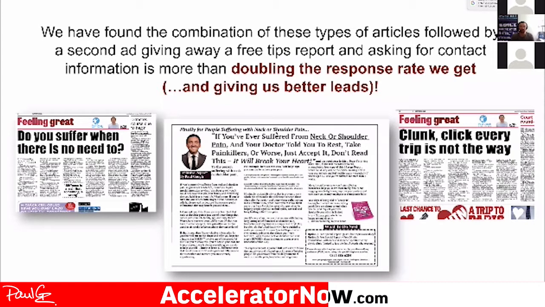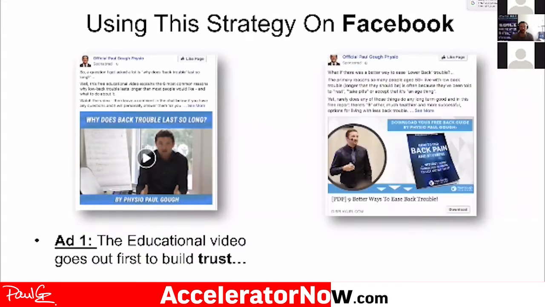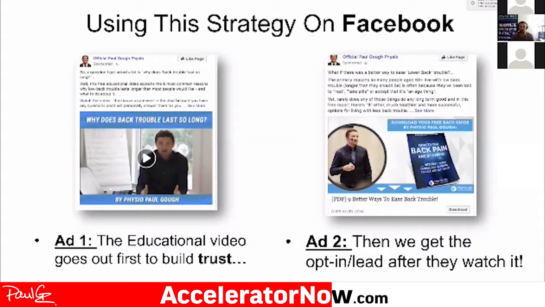So strategy on Facebook the clients are using. Some of my ads right now look like this. So the educational video goes out first. We build trust. Anybody who watches the video, we retarget to them and we offer them a free information report on back pain. Significantly lowers the cost. I can get a video watched probably for 10 cents, 20 cents equivalent. And it means I can get an opt-in on Facebook for probably $5 or $6 equivalent, right?